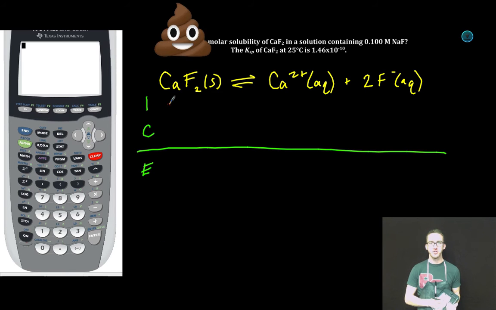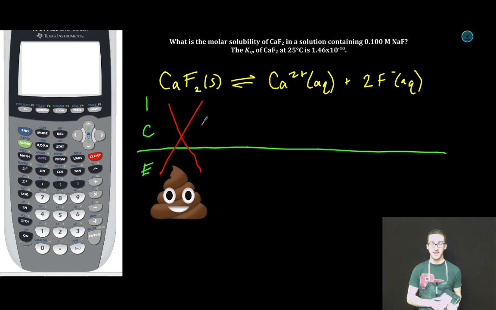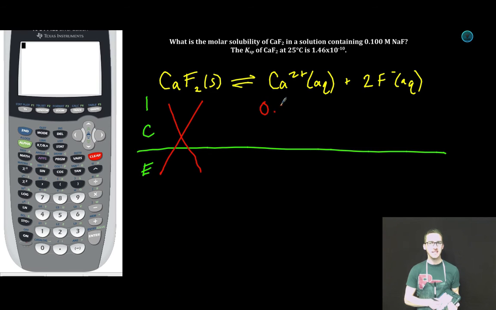Ice table. Drop the solid calcium fluoride. It's not going to show up in our Ksp expression. Initially, we have no calcium ion and no fluoride ion. Oh, but do we? This is not pure water. We are placing this into a solution of 0.1 molar sodium fluoride. So in fact, initially it's 0.100 molar fluoride ion. Common ion. Define our changes in terms of x, increase by x, increase by 2x.